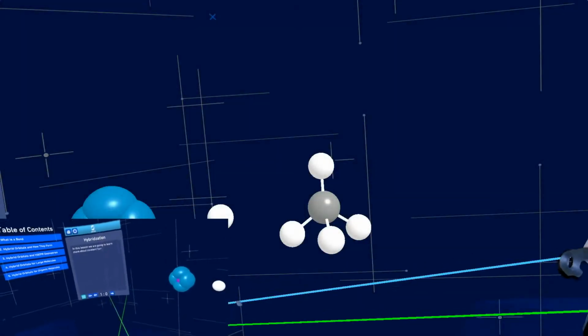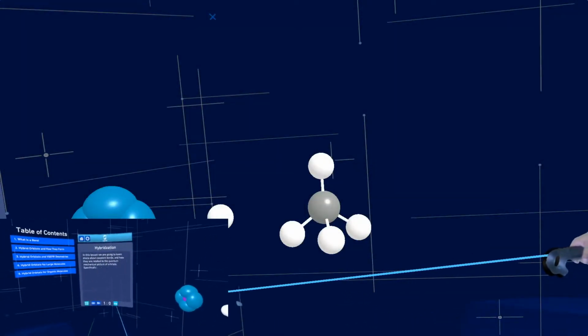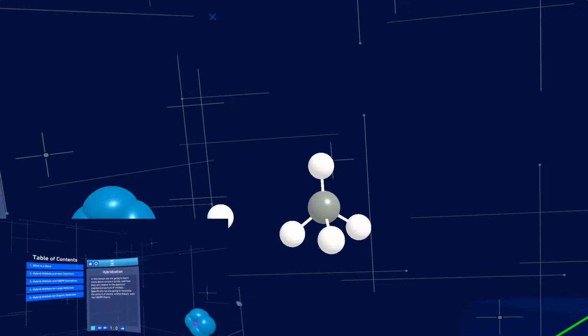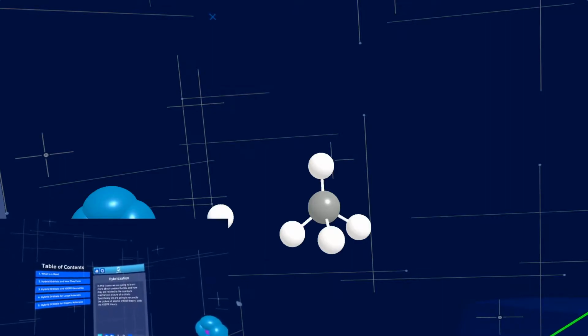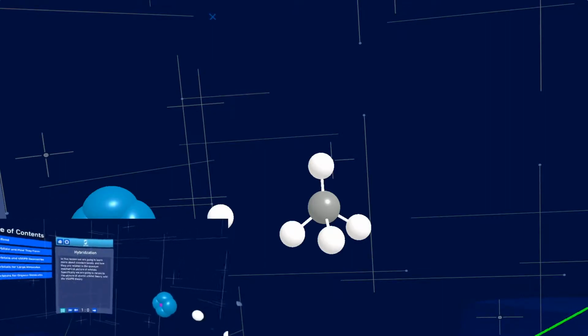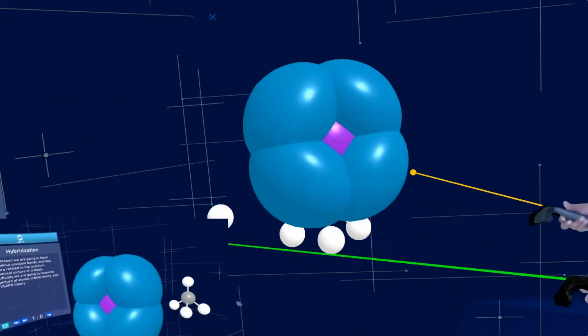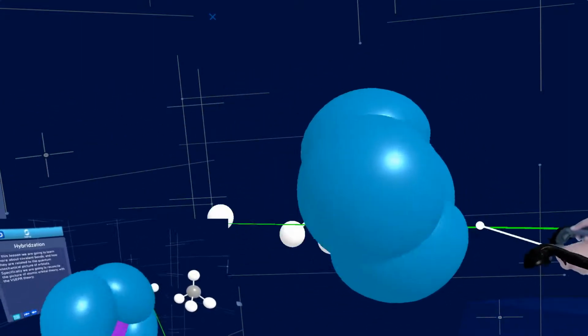In this lesson, we're going to learn more about covalent bonds and how they're related to the quantum mechanical picture of orbitals. Specifically, we're going to reconcile the picture of atomic orbital theory with the VSEPR theory.